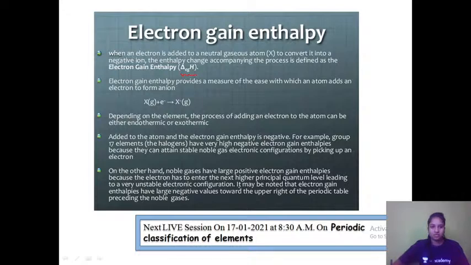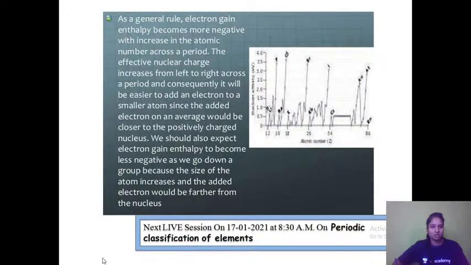If an electron is added to an atom and the electron gain enthalpy is negative, for example in 17th group elements, that is halogens, by adding an electron. On the other hand, there are positive electron gain enthalpies, because the electron has to enter the next principal quantum level, leading to a completely filled configuration. So this is the general trend.